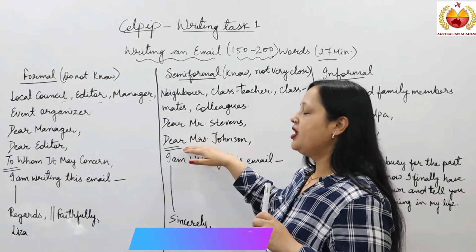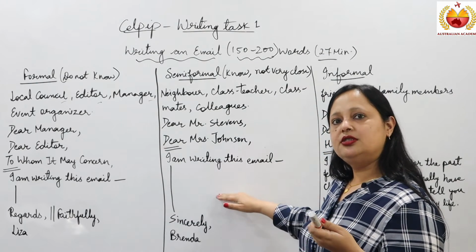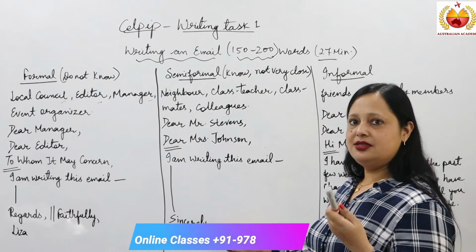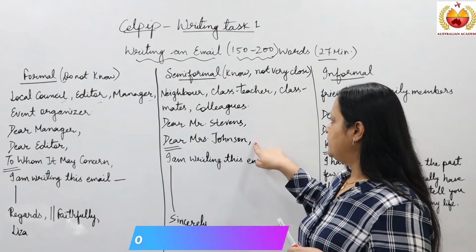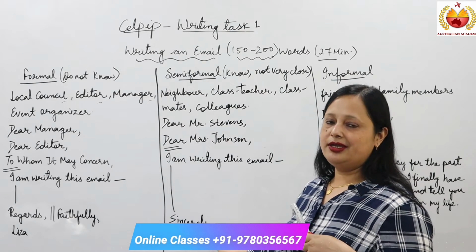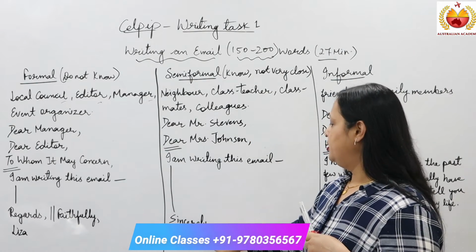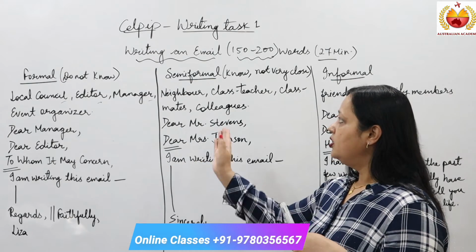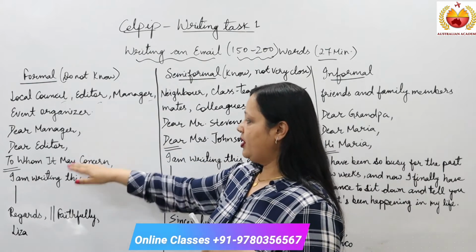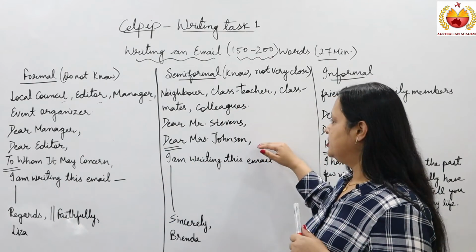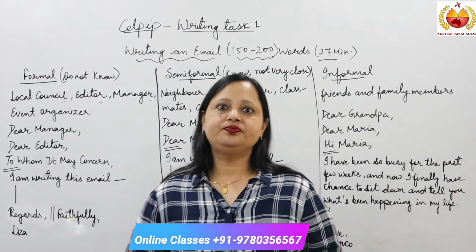Again, you need to press enter twice, then start writing the reason why you are writing, and answer all the bullet points. In the end it is sincerely and your name, Brenda. Again, comma. If you write it over here, you have to give a comma here also. If it is not there, then no. Then your name. So this is how formal and semi-formal emails are different. Here it's dear manager and regards, and here it's dear Mrs. Johnson, sincerely and name.